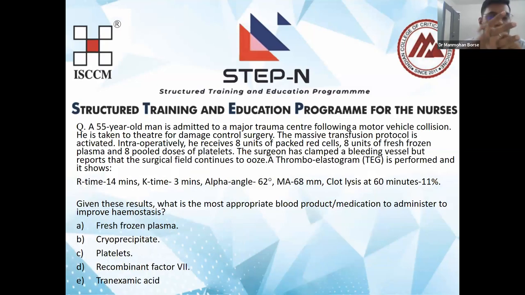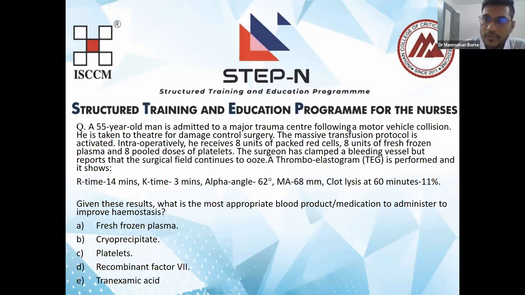Okay. So I have placed two MCQs. Both the questions are about TEG. And it's quite easy. With the kind of discussion we had, you should be able to answer it in the first 2 seconds. So the question is: a 55-year-old man is admitted to the major trauma center following a motor vehicle collision. He's taken to theater for damage control surgery. The massive transfusion protocol is activated. Intraoperatively, he received 8 units of packed cells, 8 units of FFP, 8 units of pooled platelets, that is nothing but an RDP. The surgeon has clamped the bleeding vessel, but reports that the surgical field continues to ooze. TEG was performed: the R time was 14, K time was 3, alpha angle 62, maximum amplitude 68, and clot lysis at 60 was just 11%. Given these results, what is the most appropriate blood product to administer to improve his hemostasis?